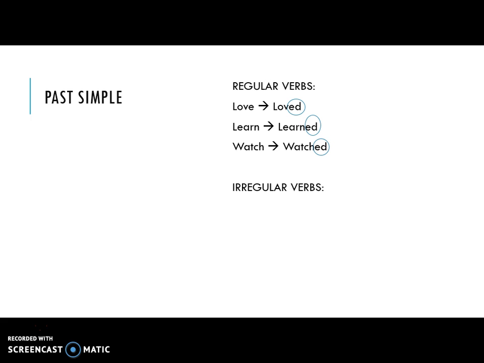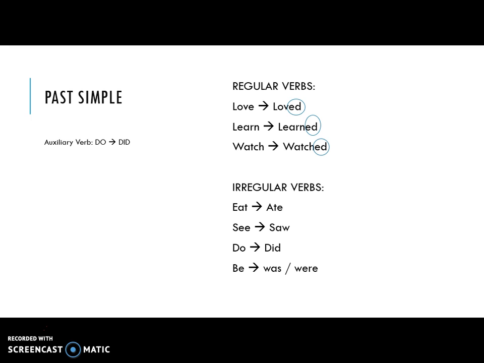Alright, now we have the tricky irregular verbs. These are more difficult because they don't use ed. We have to memorize them. So eat, ate. See, saw. Do, did. Be, was or were. In past simple, we use an auxiliary verb just like with present simple. Only in past simple, the auxiliary verb is did.